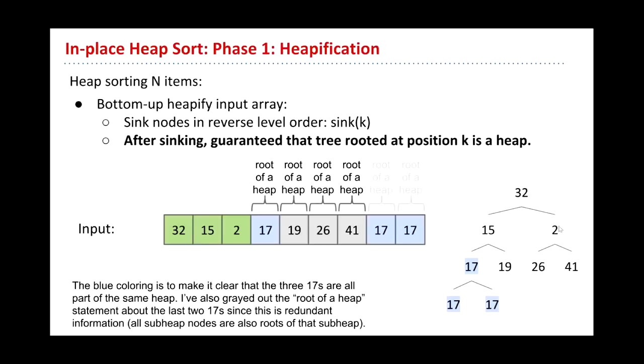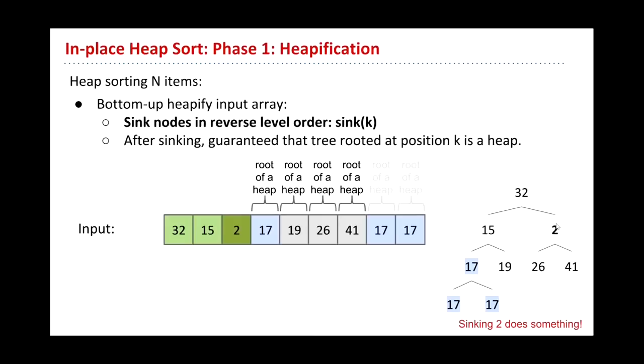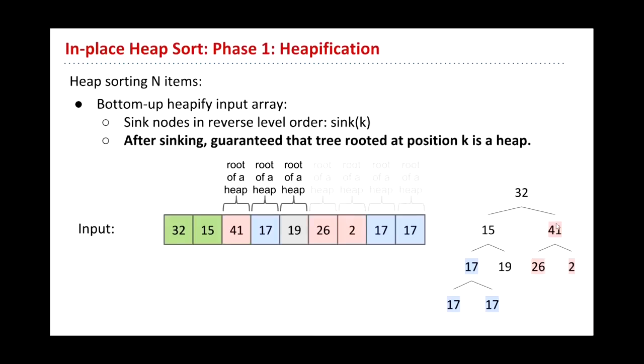So this is a maximum-oriented heap. Is 2 the correct boss of a max heap? No. What's the correct boss? 41. Okay, so finally something happens. 41 and 2 swap. Since the left was a heap and the right was a heap, and now we've sunk the root, this overall data structure is also a heap. That's the invariant I'm relying on.